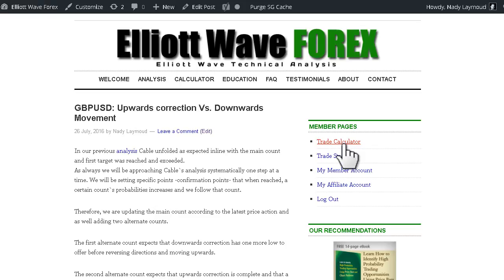In our previous analysis, cable unfolded as expected in line with the main count view, and the first target was reached and exceeded. As always, we will be approaching cable's analysis systematically, one step at a time, and we will be setting specific points which we call confirmation points, that when reached, a certain count's probabilities increase and we follow that count. Therefore, we are updating the main count according to the latest price action and as well adding two alternate counts.